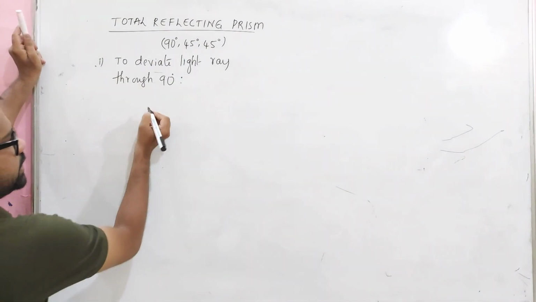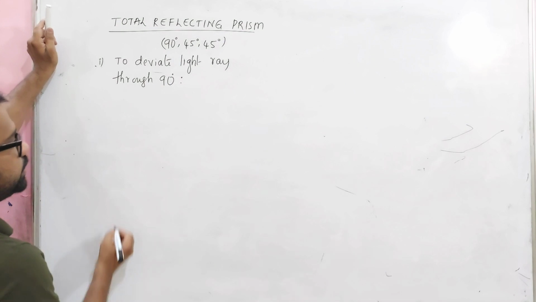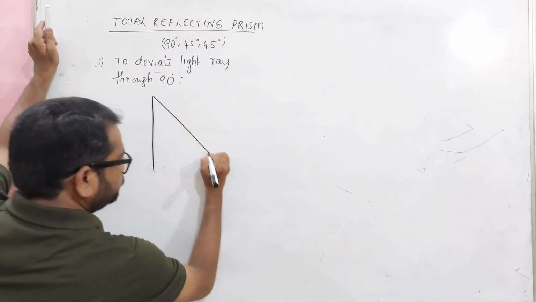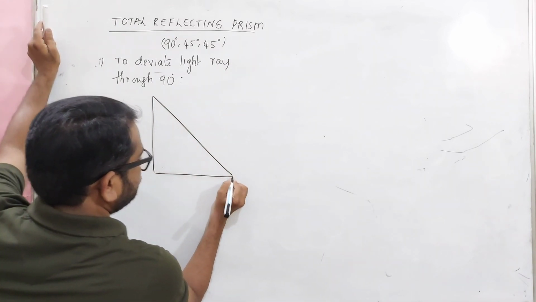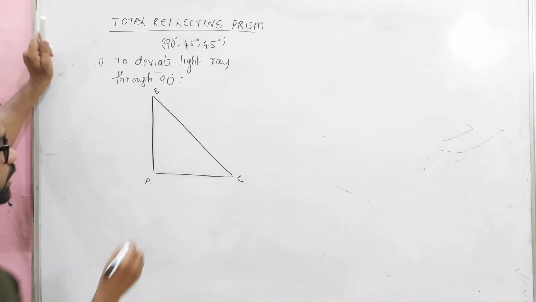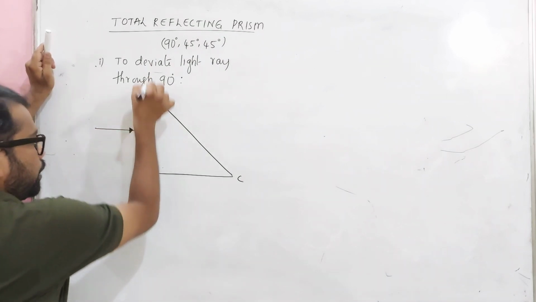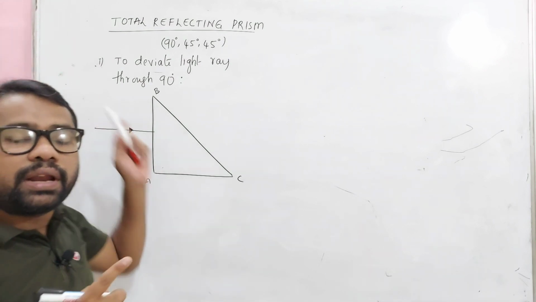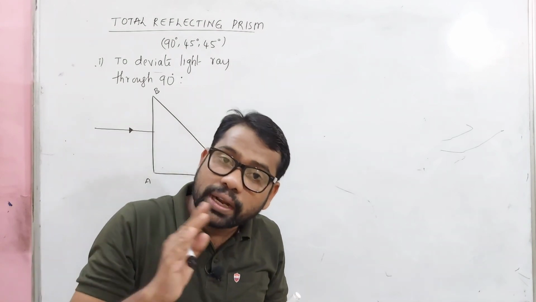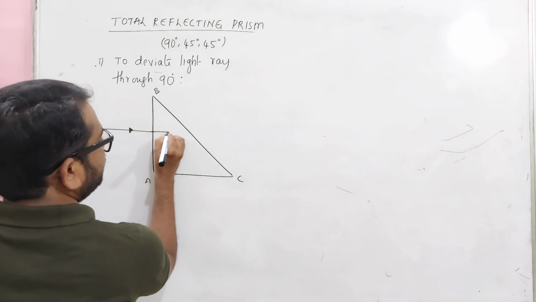Now let us see, children, how the total reflecting prism is to be arranged in order to deviate the light ray through 90 degrees. So look here. This is the position. Here is the prism. It should be arranged so. Here is A, here is B, here is C. The light ray is incident normal to BA. Children, we know that whenever light is incident normal to the interface between two media, either from rarer to denser or denser to rarer, it will go undeviated. So this light ray will go undeviated.